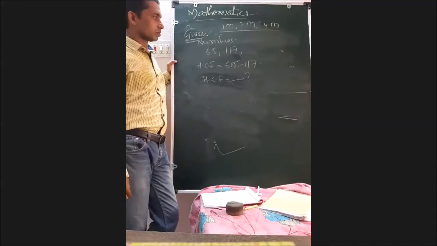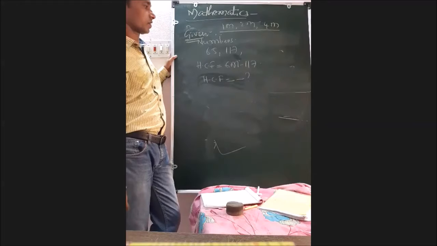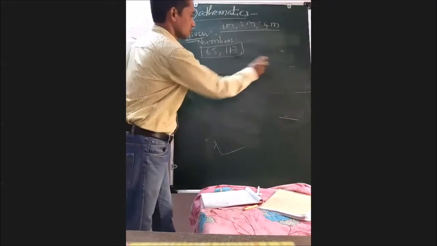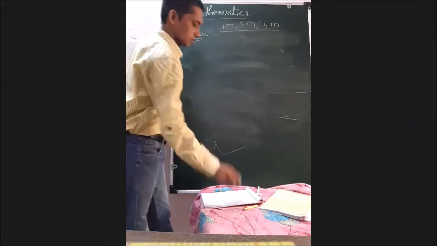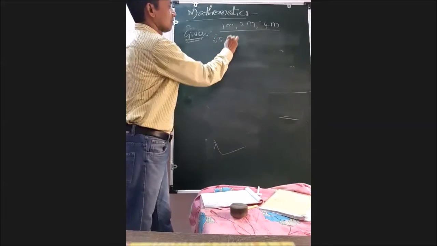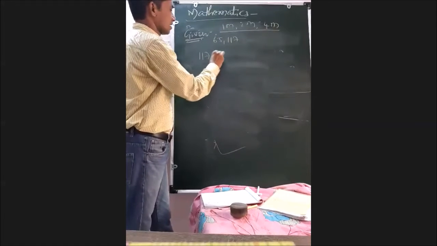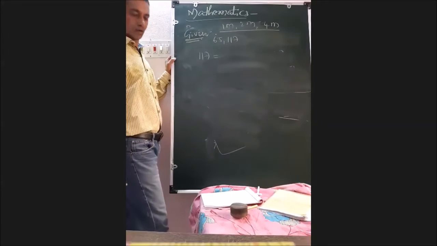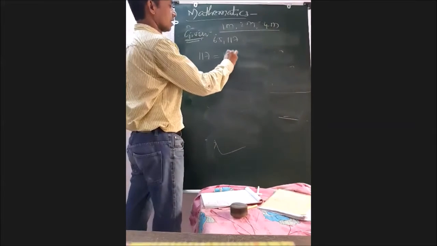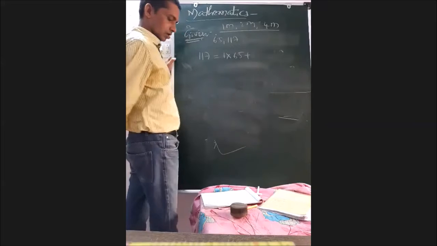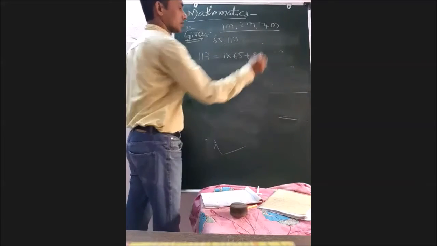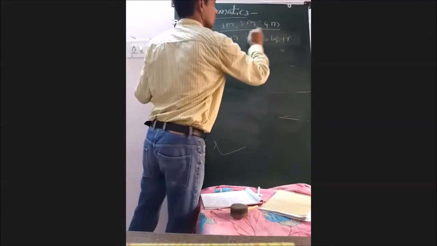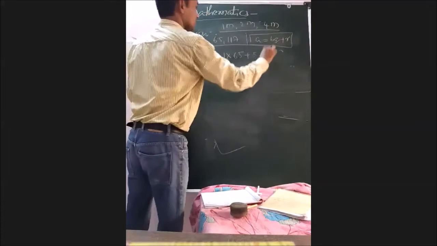Then what do we do? Based on the Euclid division lemma, we first have to find out the HCF. Among 65 and 117, you take the bigger number, 117. How many times does 65 go? You can take 1 into 65 plus 52. This is the remainder. So here I use a is equal to bq plus r. This is the form of the first step.